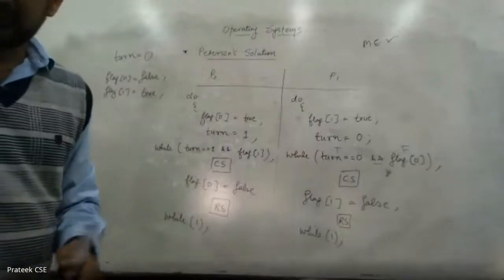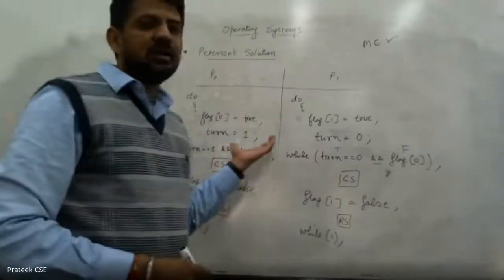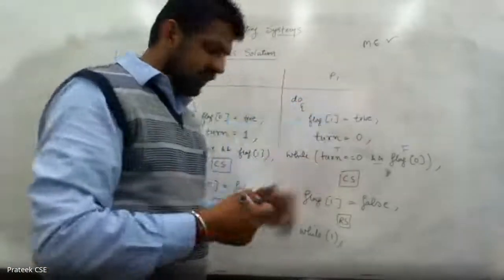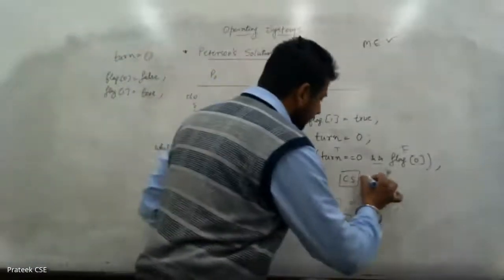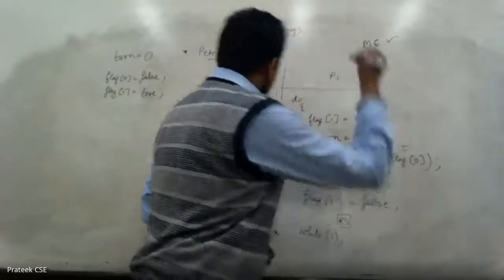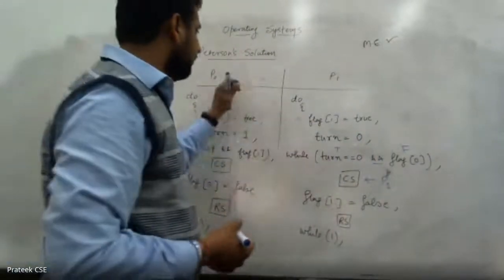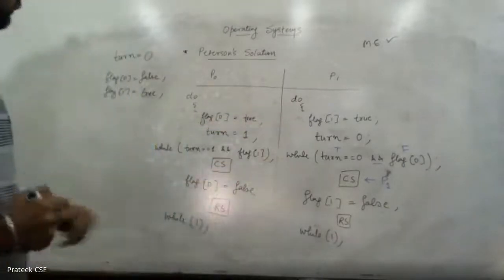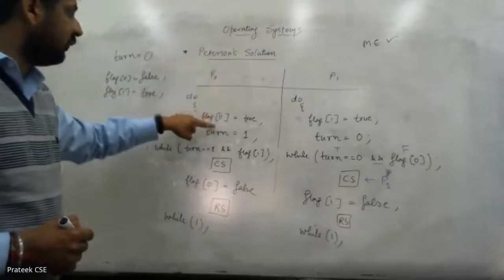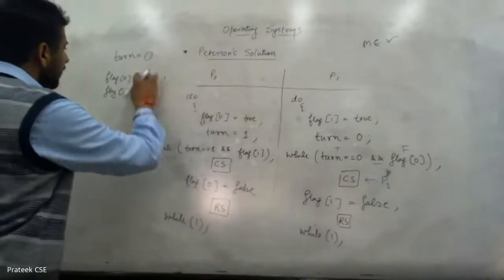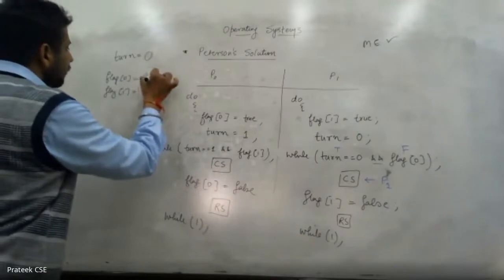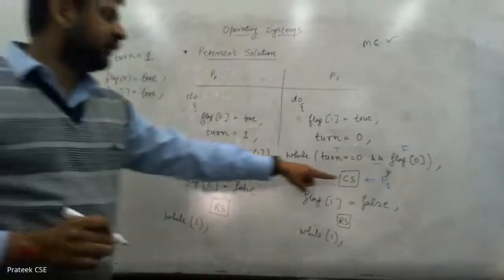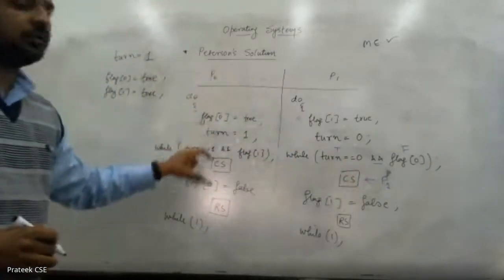Now let me discuss the same case, where P0 is already in the critical section. Let's do it this time such that P1 has entered, P1 is in the critical section, and these are the updated values. Now suppose P0 wants to enter the critical section at the same time, what will happen? If P0 wants to enter the critical section, it will set the value of flag of 0 to true. So flag of 0 will be set to true and turn will be set to 1. Now P1 is already in the critical section and P0 is trying to enter.